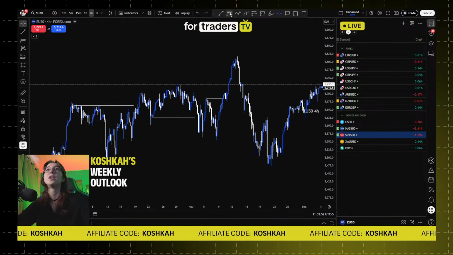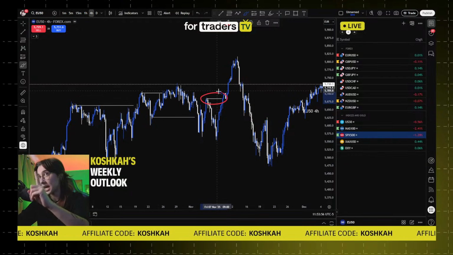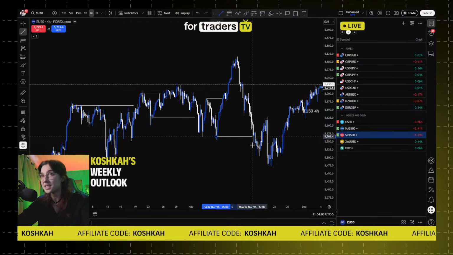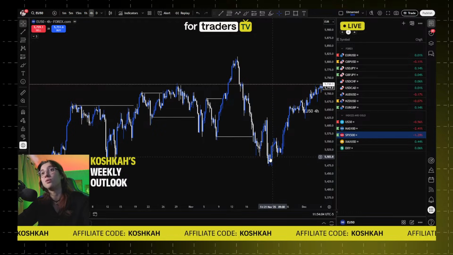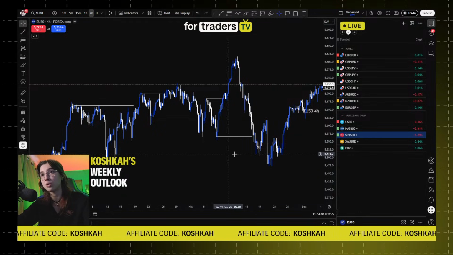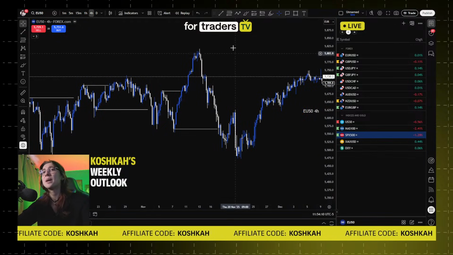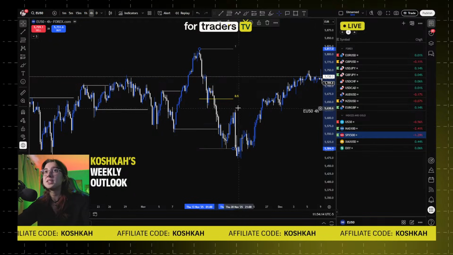Okay, so the last break of structure happened right here to the upside, but more recently we broke structure to the downside here, and we as well broke structure to the downside of the previous range. So what does that mean? Does that mean that we're gonna be bearish now? Let's first of all see this pullback.